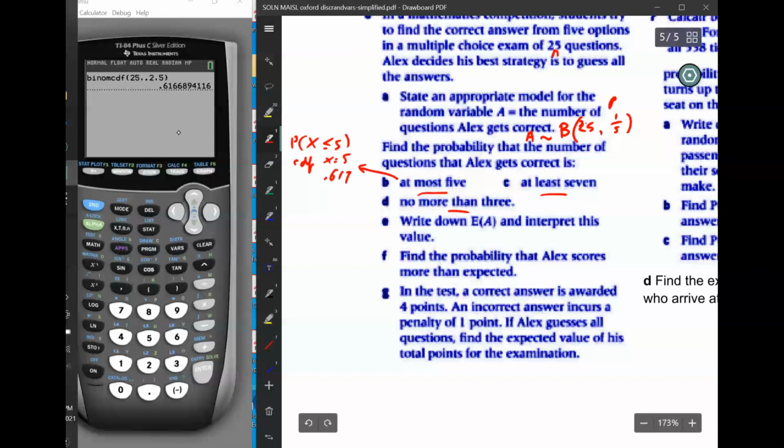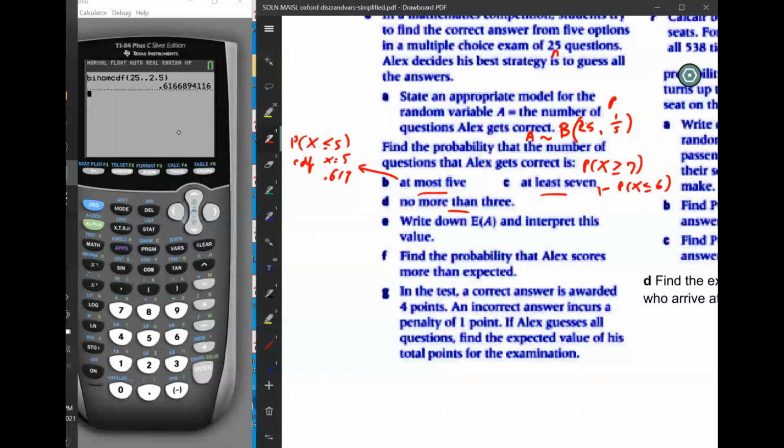And then what about C? At least 7. At least 7, is it greater than or equal to? Does it include 7? Yes, it does. At least 7 is x is greater than or equal to 7. So now we cannot do x is greater than or equal to 7 on the calculator because the calculator is only capable of doing a less than or equal to problem. But we can set this up as 1 minus the probability that x is less than or equal to 6, right? Because if we want greater than or equal to 7, we want 7, 8, 9, dot, dot, dot.